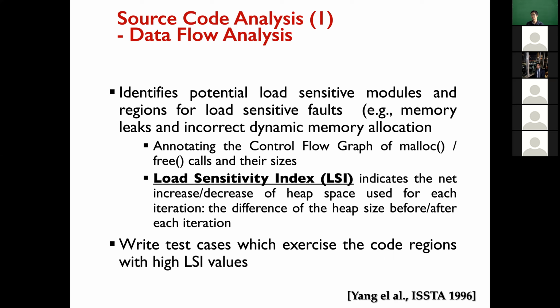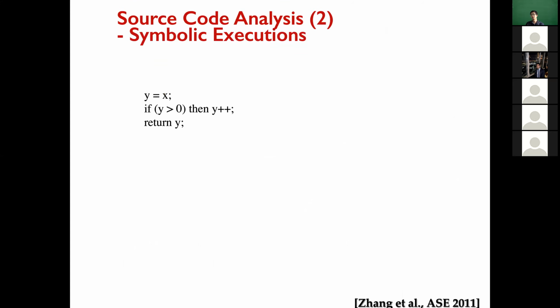Here there's a formal way: a load sensitivity index that indicates the net increase or decrease of the heap size used for each iteration. If we find that one iteration can significantly increase the heap size, we may test it to find performance issues related to heap usage. Okay. You can refer to a paper to check the details of this method. Another way is called symbolic execution. This is another way of source code analysis for designing fault-inducing load cases, right?